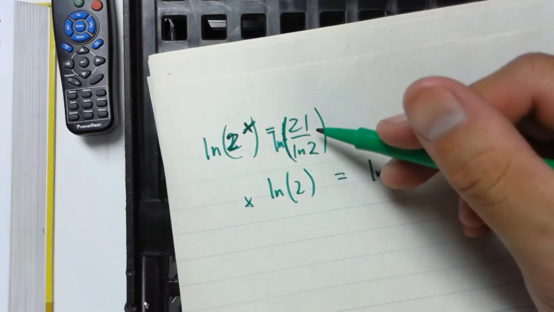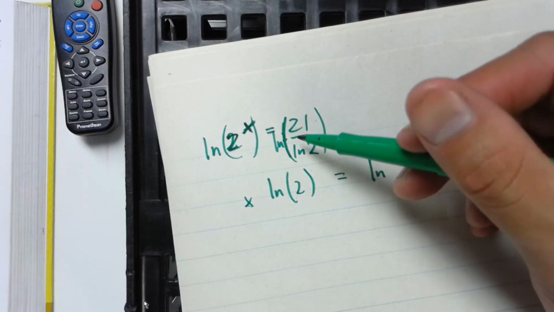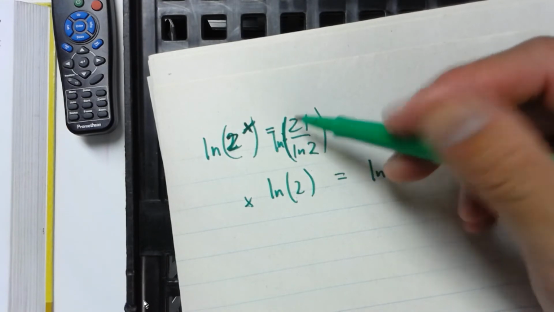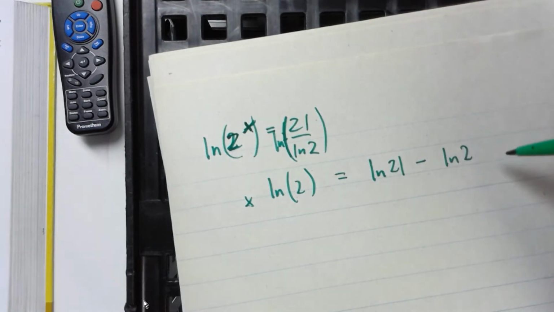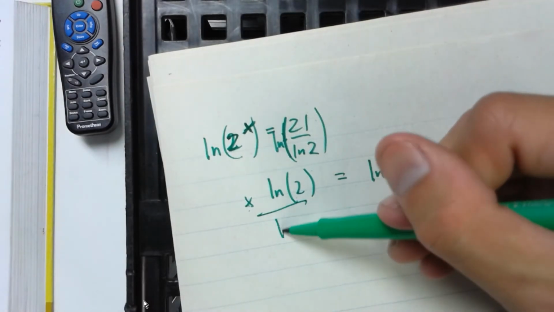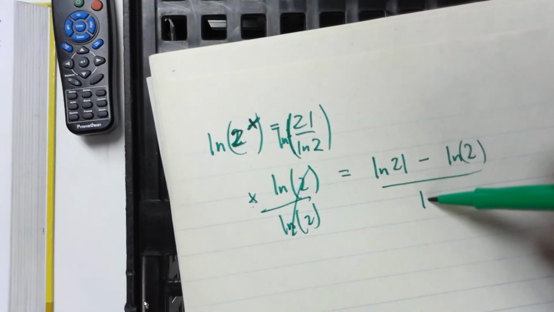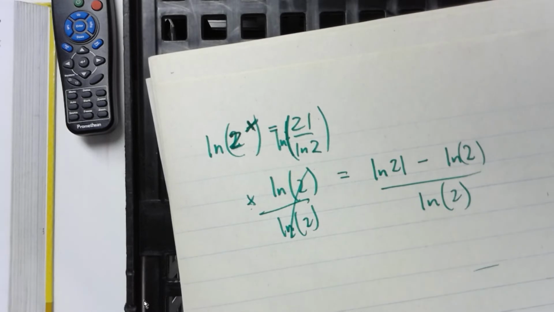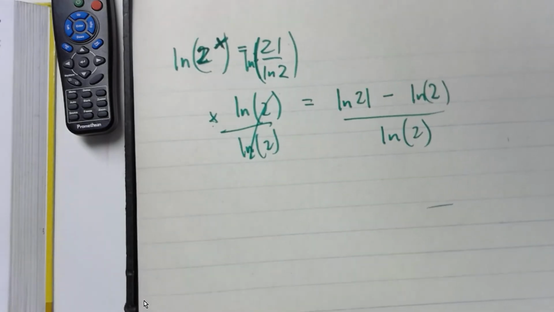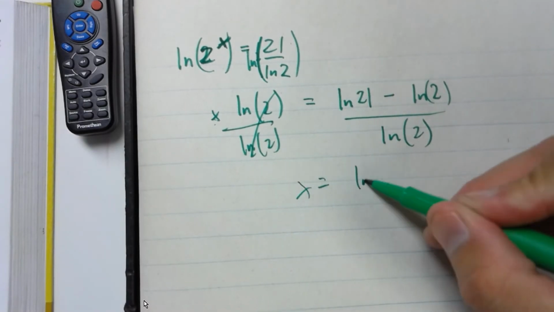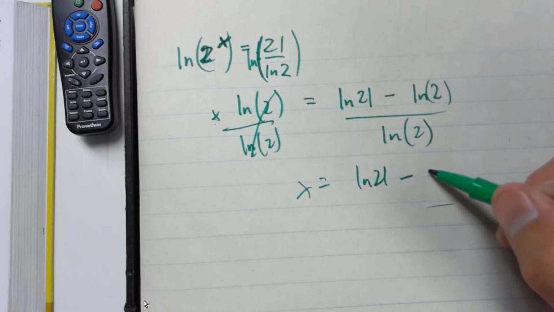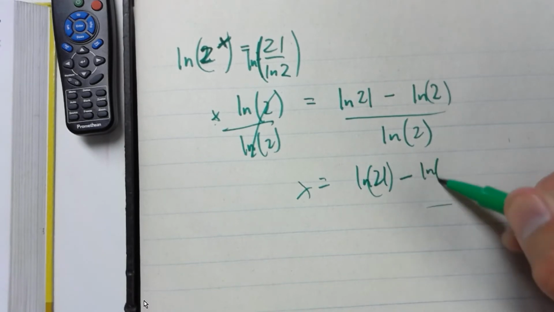21 over ln of 2. And there's another rule which says that if you take the natural log of a fraction, it's the natural log of the numerator minus the natural log of the denominator. Isn't that a crazy one? And then we want to get x by itself. This looks really scary, so you do have to study the various rules of logarithms and natural logs. You have this scenario of x equals ln of 21 minus ln of 2, divided by ln of 2.